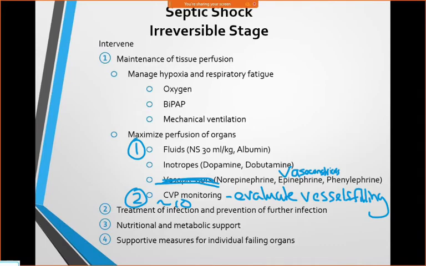Because before we start squeezing, we need to make sure it is fluid-filled so that when you start squeezing that vessel, we're actually squeezing it down onto a fluid-filled vessel. If you squeeze and squeeze an empty vessel, it doesn't give you a blood pressure. You have to have a full tank before you can squeeze down on that blood vessel. So we're going to make sure that our CVP is up before we start squeezing the vessel. Otherwise, we're squeezing an empty tube, and you don't get anything out of an empty tube.